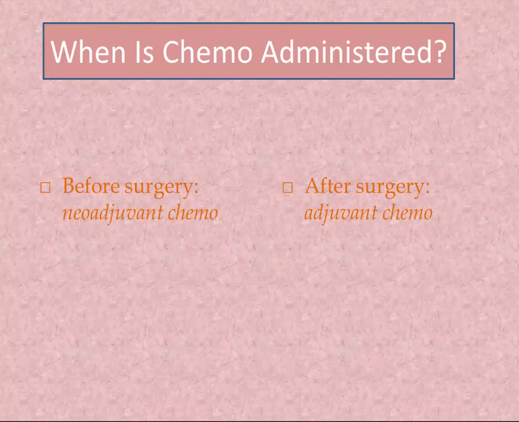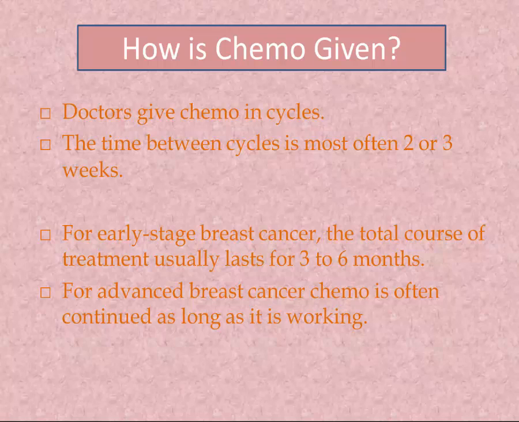When is chemo administered? Before surgery, neoadjuvant chemo. After surgery, adjuvant chemo. How is chemo given? Doctors give chemo in cycles. The time between cycles is most often 2 or 3 weeks. For early-stage breast cancer, the total course of treatment usually lasts for 3 to 6 months. For advanced breast cancer, chemo is often continued as long as it is working.